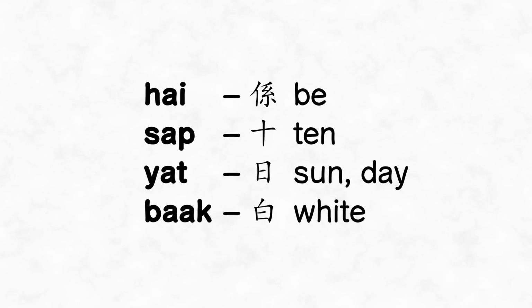Alright, let's put all this into practice now. I have 4 words here. How do you make tone 6 the low flat tone? I'll give you a few seconds to try for each word before moving on. Good for you if you got it. The first word is probably the most important word you can learn in Cantonese. Hai, which means to be. So get used to seeing that a lot. Hai. Next is sat. Then yut. And then finally, bak. All of them are extremely common words.